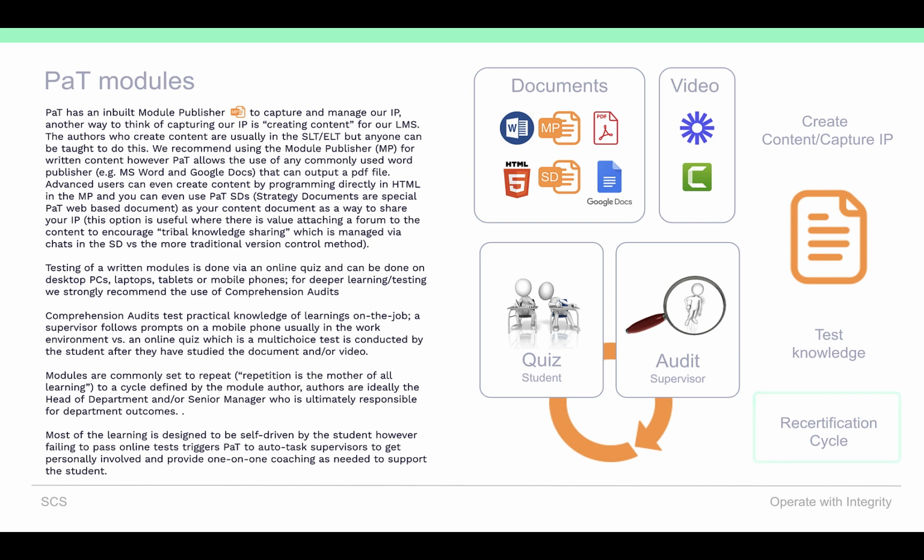And then the last bit is we have this thing called a recertification cycle. One thing we know with teaching is if we teach you something, you'll forget. And how we can ensure that we gain long-term retention is through a recertification cycle where you're constantly exposed to the knowledge. And this is all managed in the PAT LMS.